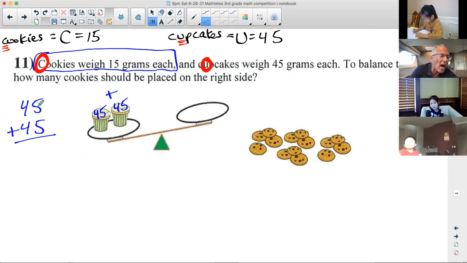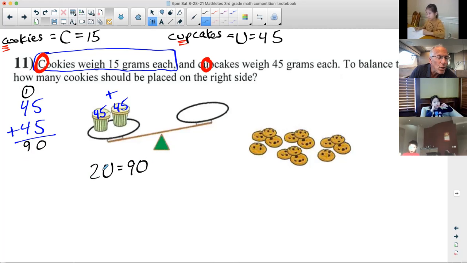And let's add 5 plus 5 to get what? 10. And 4, 4, and 1 make? 9. Therefore, 2U equals 90. 2 cupcakes equals 90 grams.